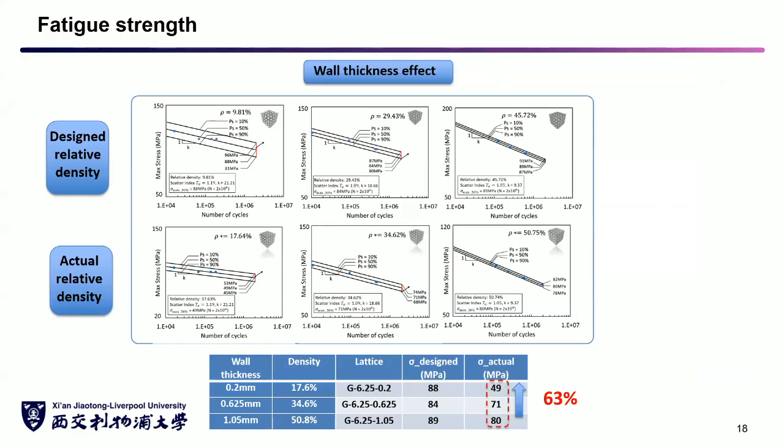And if we compare the wall thickness effect in terms of the fatigue strength, we can see that for the design relative density, the fatigue strength stayed almost the same. But once we normalize with the actual relative density, we can see that from the wall thickness of 0.2 millimeters to the wall thickness of 1.05 millimeters, the fatigue strength increased by around 63%. So which means the fatigue strength is higher when the wall thickness increases.